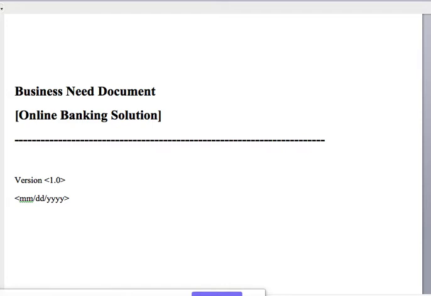Okay, this is the first deliverable for the business analyst, what we call a business need document. Business need document means in this document we define the problem or the opportunity the organization is facing. This is a formal document, and before we prepare it there are a lot of processes.